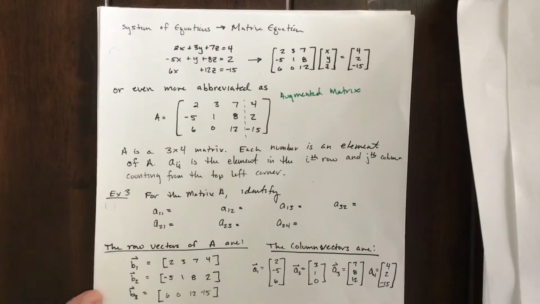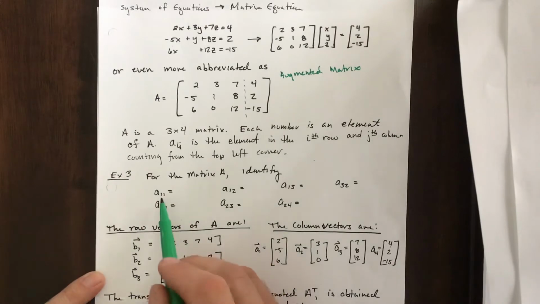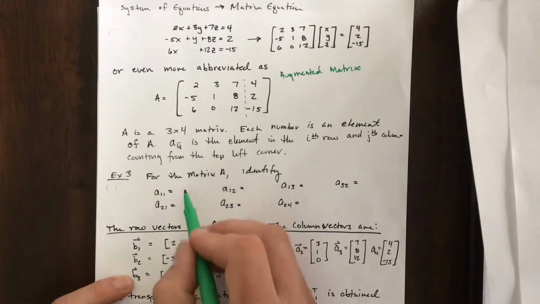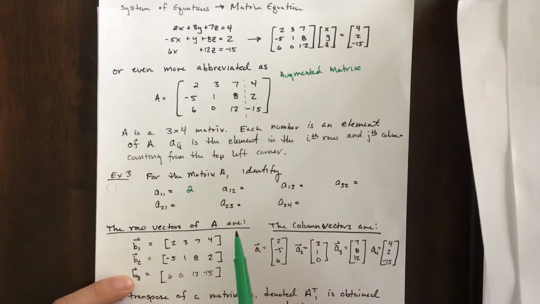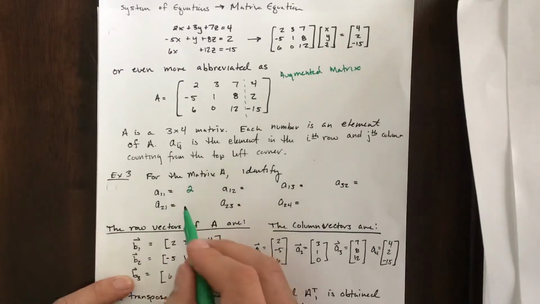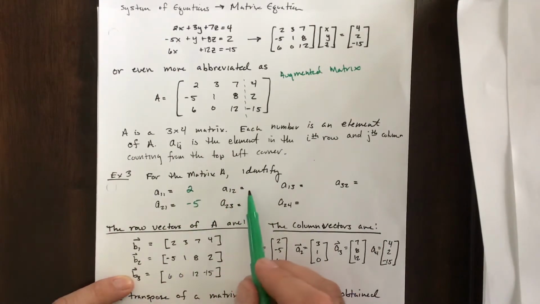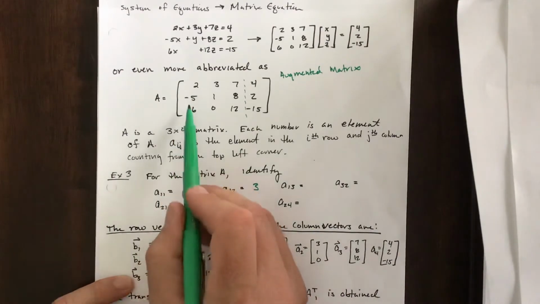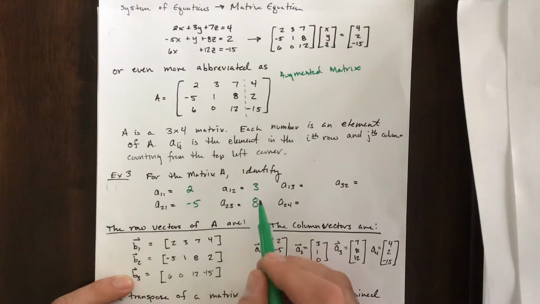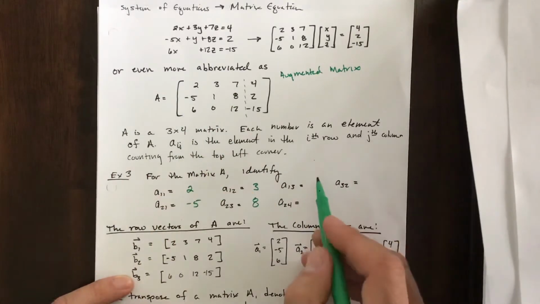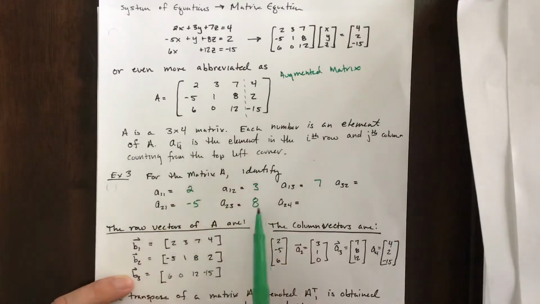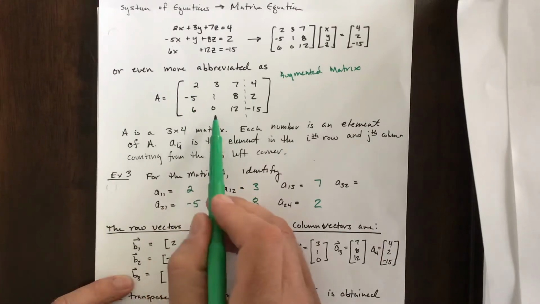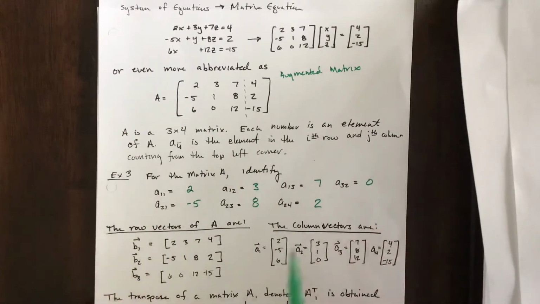If we look at a11, that's the first row, first column. The element in the first row, first column here is 2. What about second row, first column? That's negative 5. First row, second column, that's 3. Second row, third column, that's 8. First row, third column, that's 7. Second row, fourth column, that's 2. And third row, second column, that's 0.